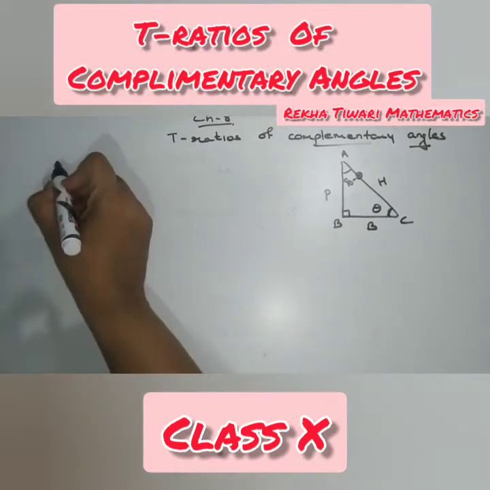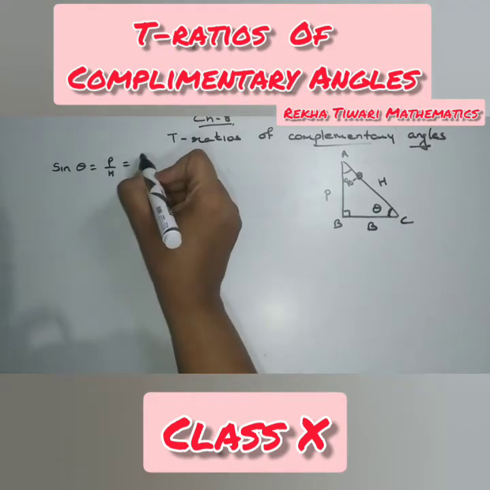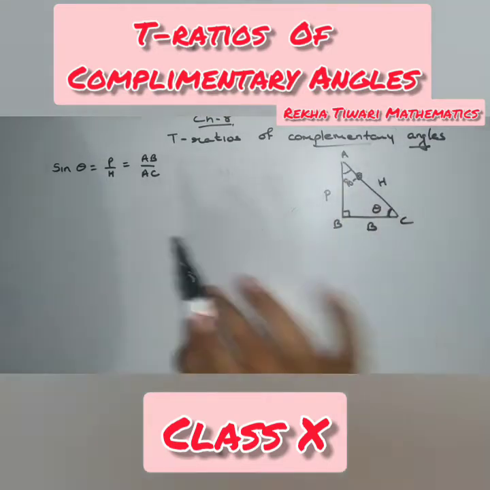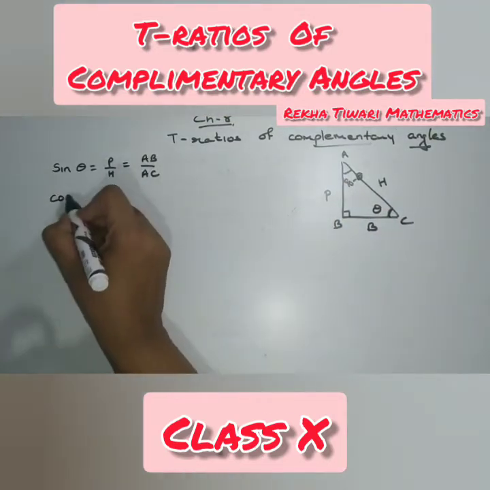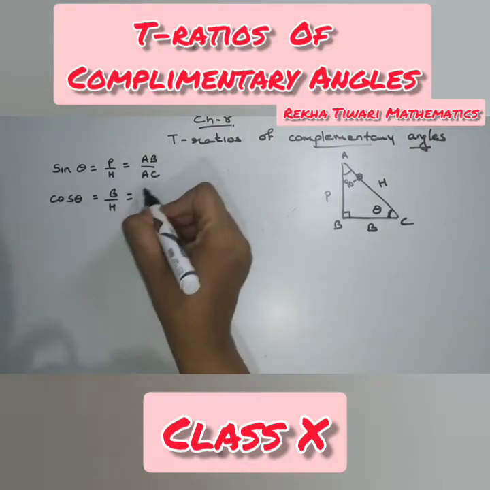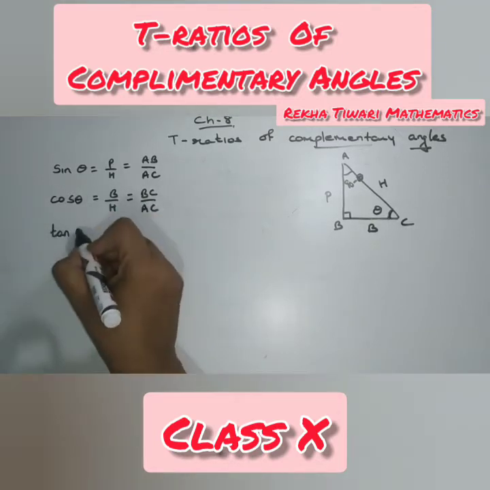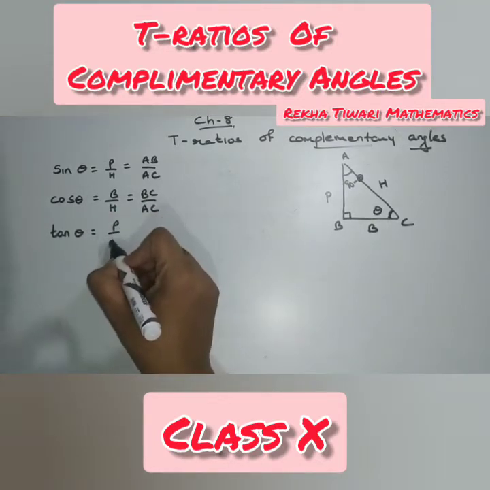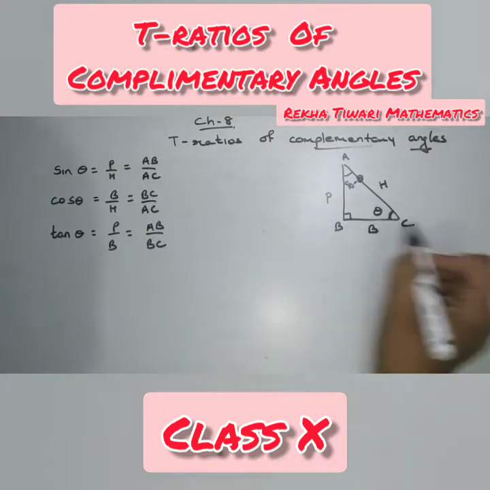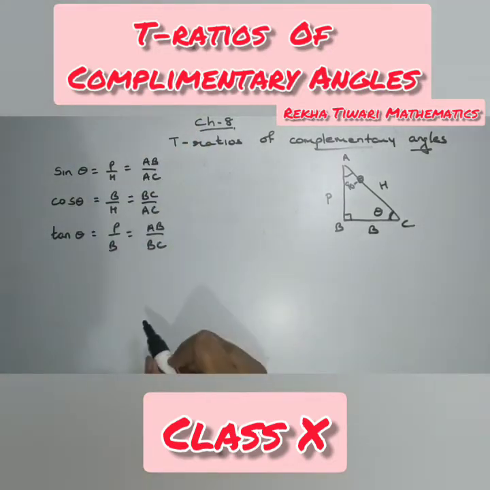Let us find the T ratios with respect to angle C and with respect to angle A. So let us find out sin theta. Sin theta is P by H, which is equal to AB by AC. AB is the perpendicular, AC is the hypotenuse. Cos theta is equal to base by hypotenuse, B by H, which is BC upon AC. Tan theta is equal to P by B, which is AB by BC. From the figure, perpendicular AB, base BC. Write down the other three ratios which are the reciprocal of the above three.